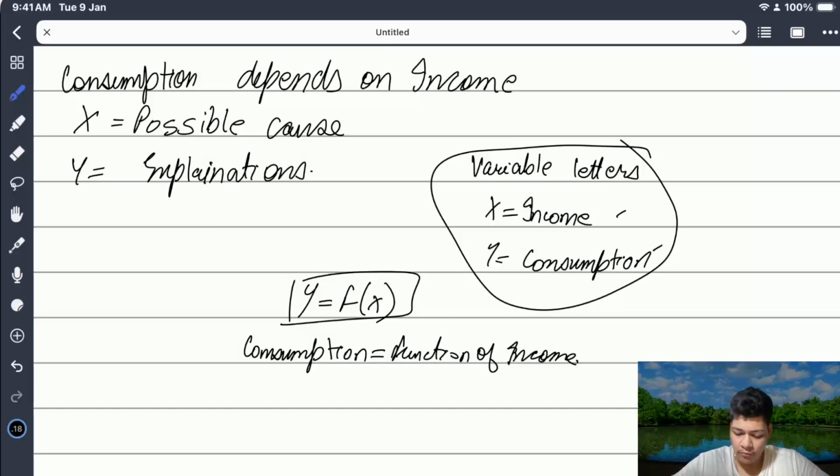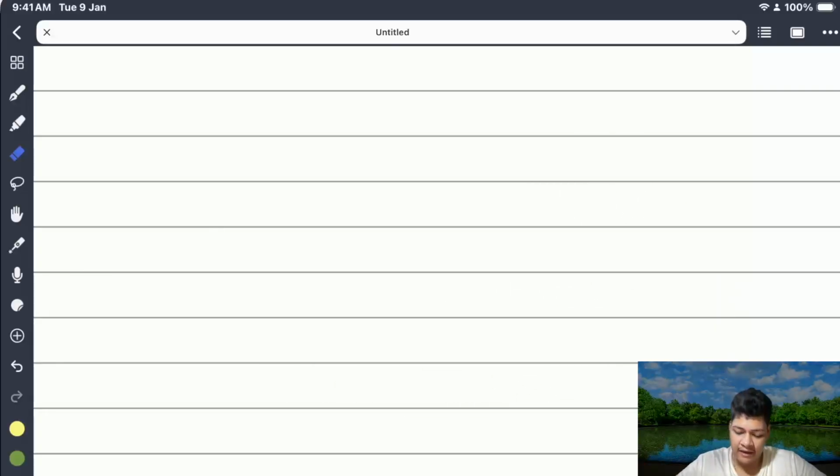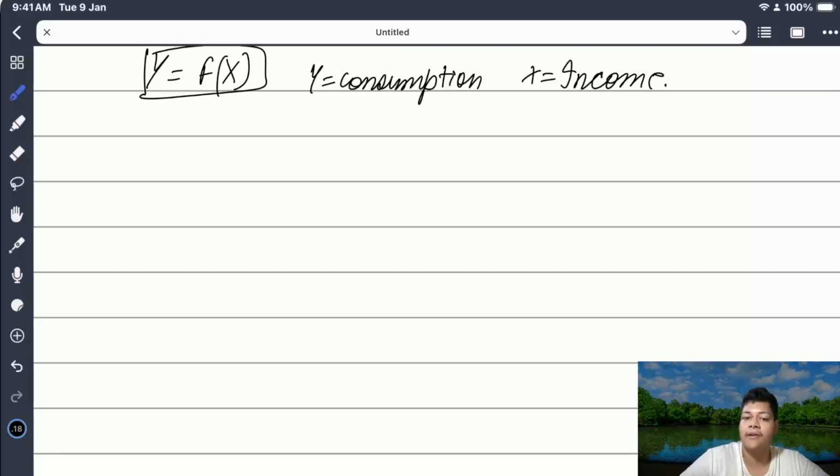So now we will go with the second topic, the variable, which is one that varies. Just remember this equation: Y is equal to a function of X, where Y is the consumption and X is the income. This is the lifetime equation, right? In an interview itself, you can just say that Y is equal to F of X, function of income.